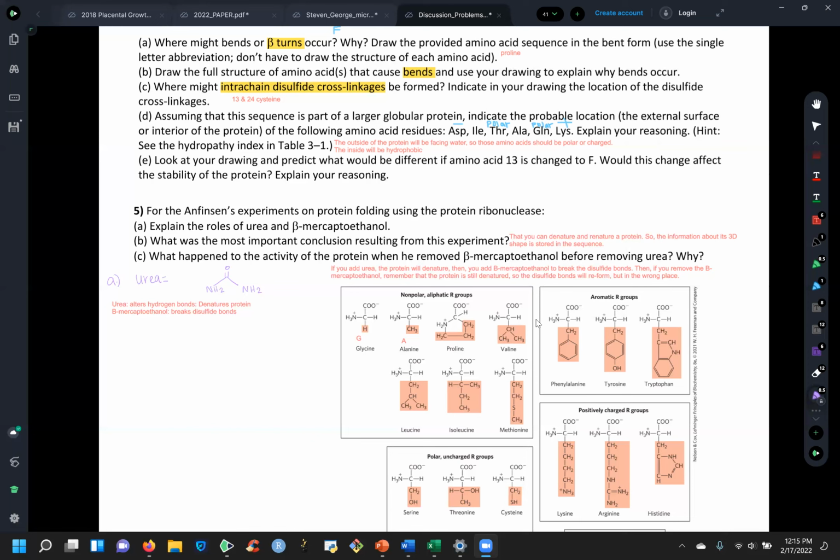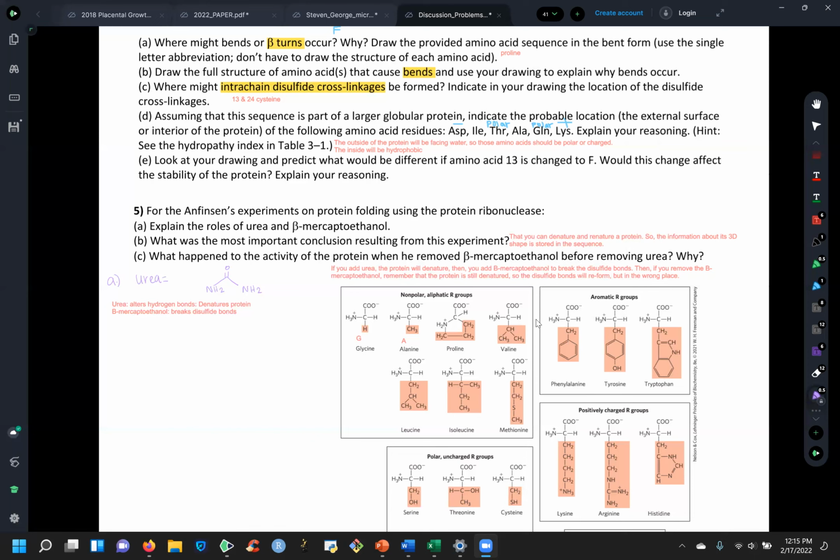And this right here is what you need to get out of Anfinsen. Because of him, we now know that protein folding is dependent on the sequence of the amino acids, and that it is possible to denature and renature proteins. And these were his tools that he used, urea and beta-mercaptoethanol.